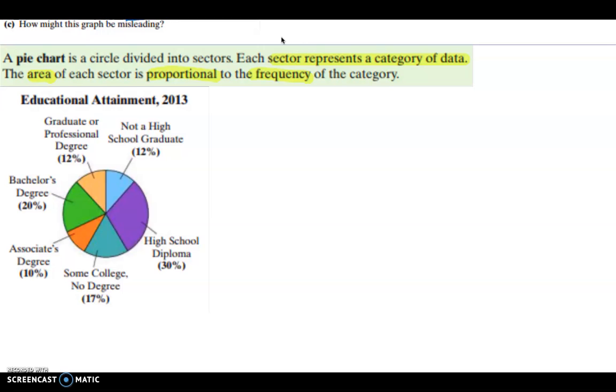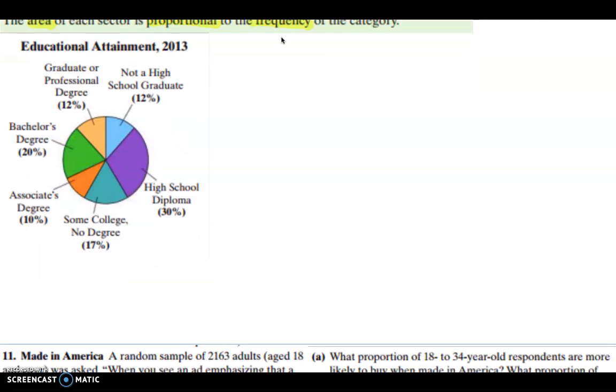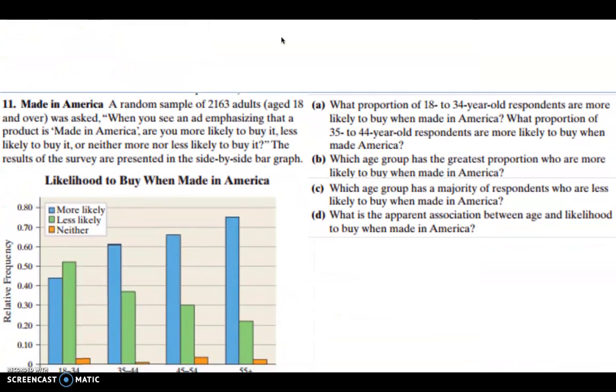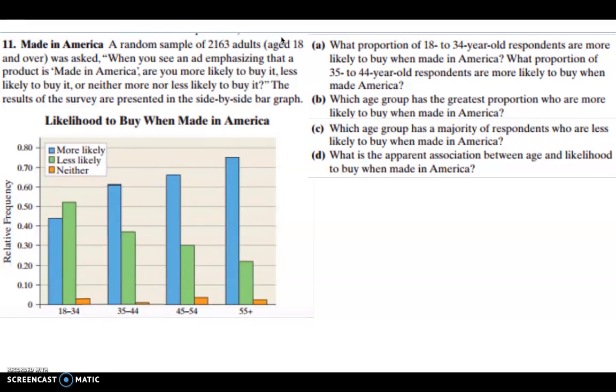So in here, the biggest area for education attainment is high school diploma, so we'd expect that chunk of the pie to be biggest. Again, hopefully this is nothing new, but it's just another way that we represent our qualitative data.